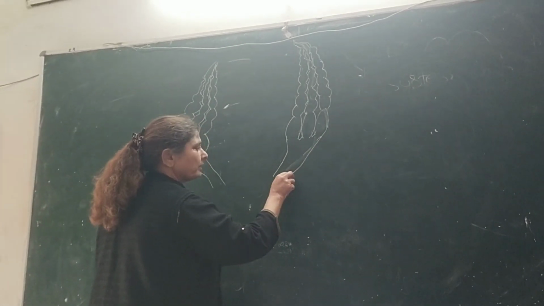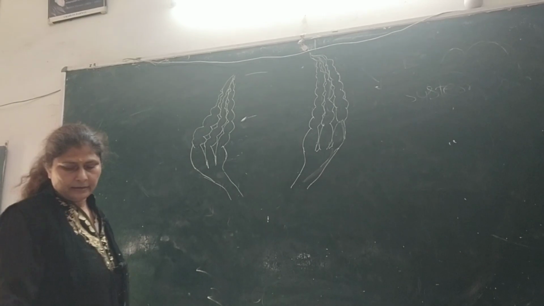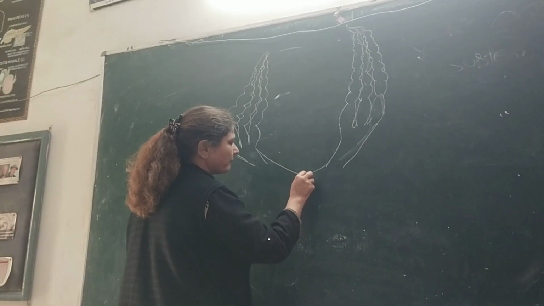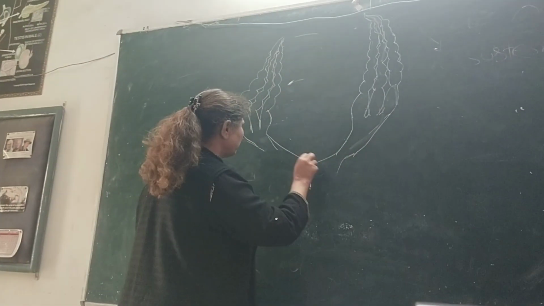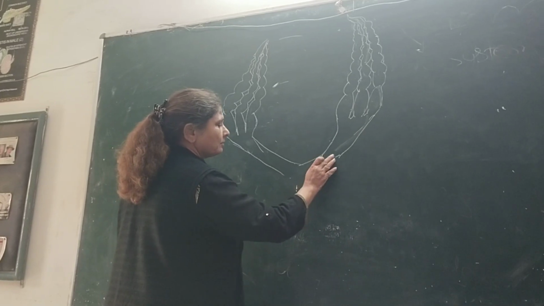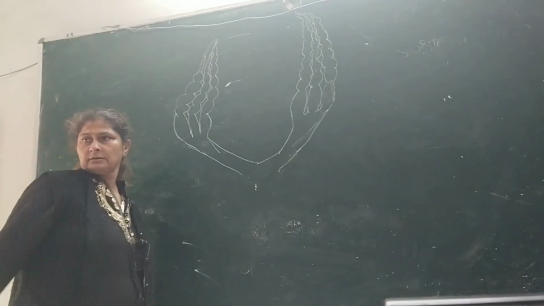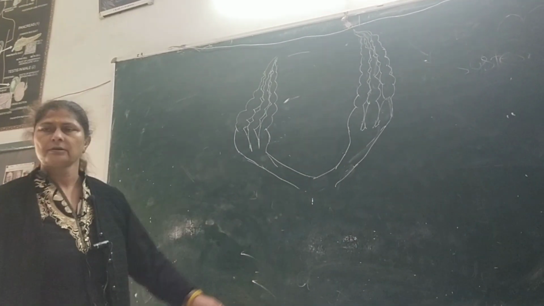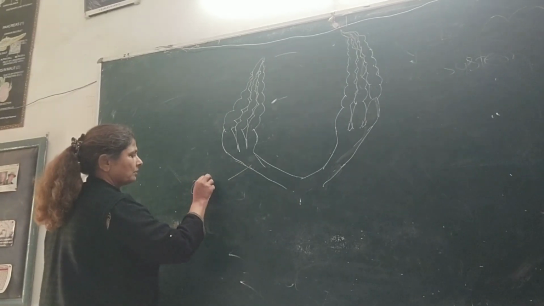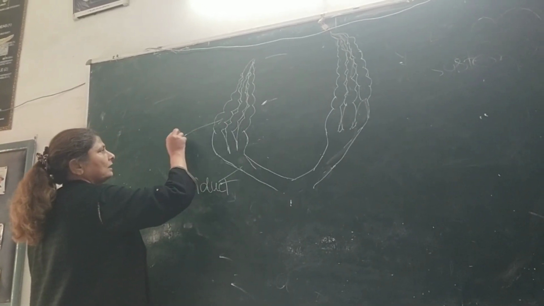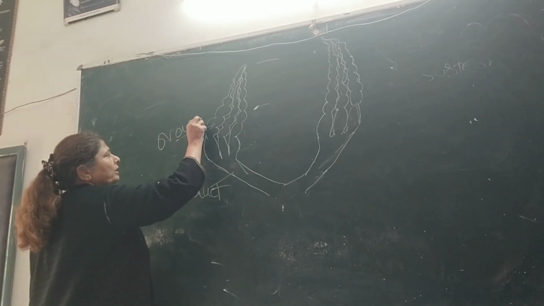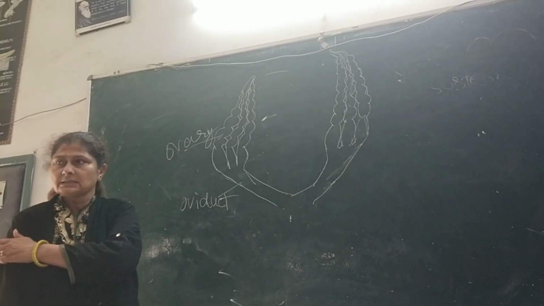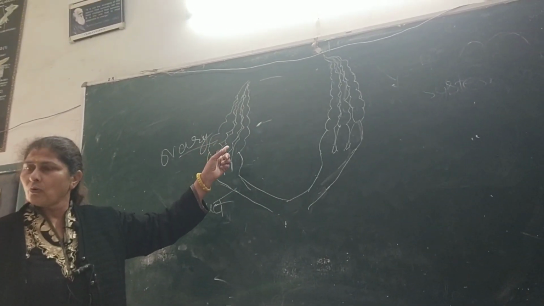Move downward and inward, and they join each other and form, as I have already written, the common oviduct. This is the oviduct, or these are the ovary. Both of them together form the ovaries, and one is called ovary.